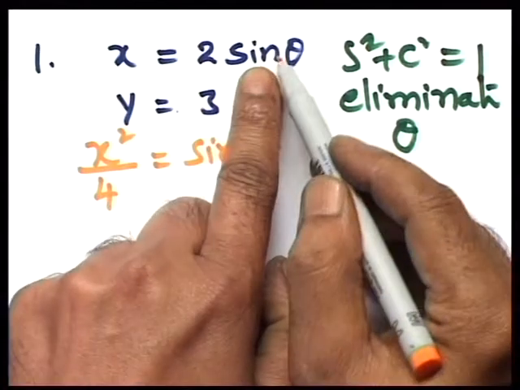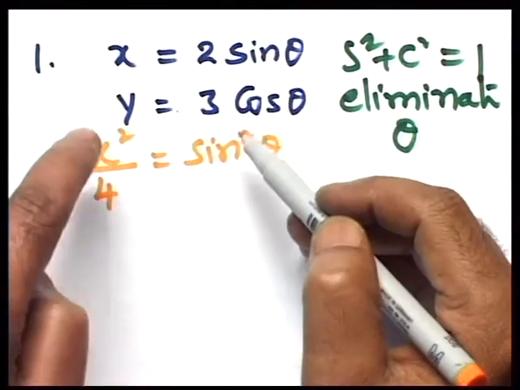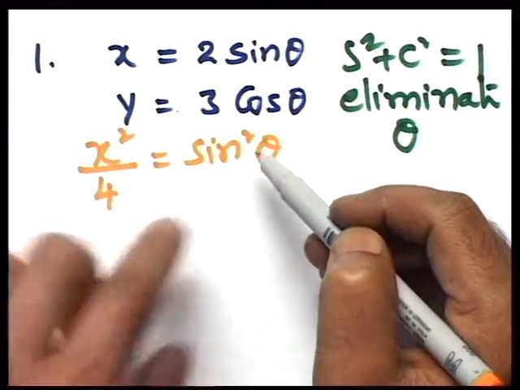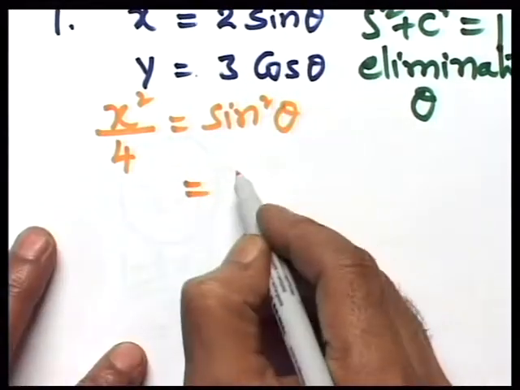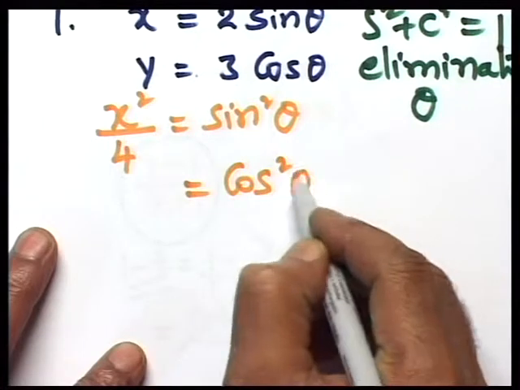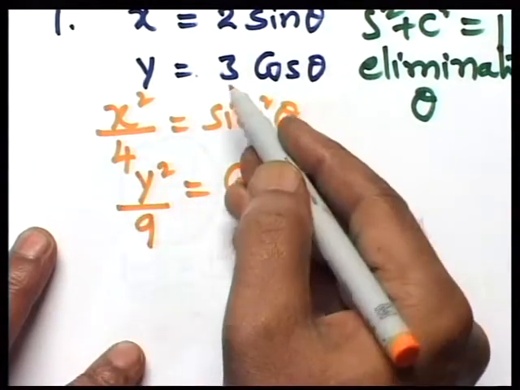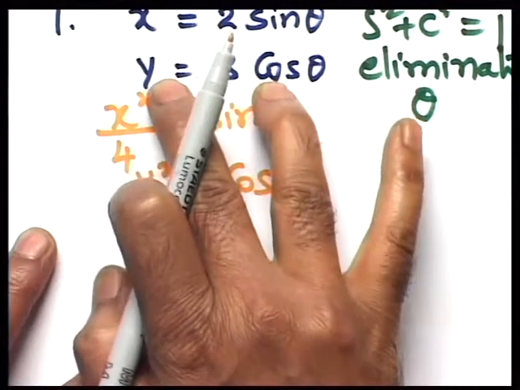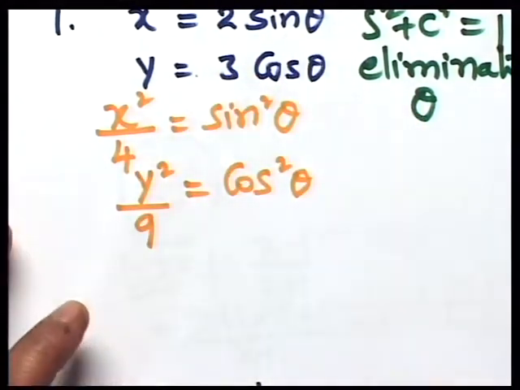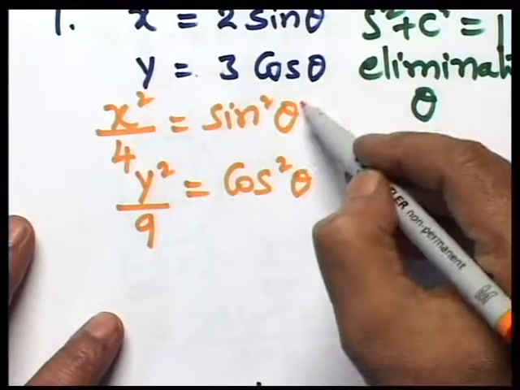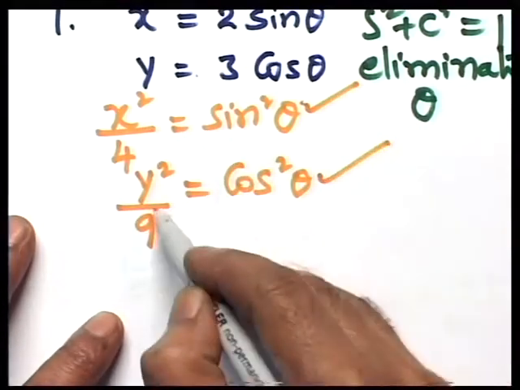Keep the sine theta there first. Transfer the 2. That becomes (x over 2) squared on both sides. In the same way, do you agree cos squared theta should become y squared divided by 9? Just square them first and then transfer the 9. So we got sine squared theta like that, cos squared theta like that.